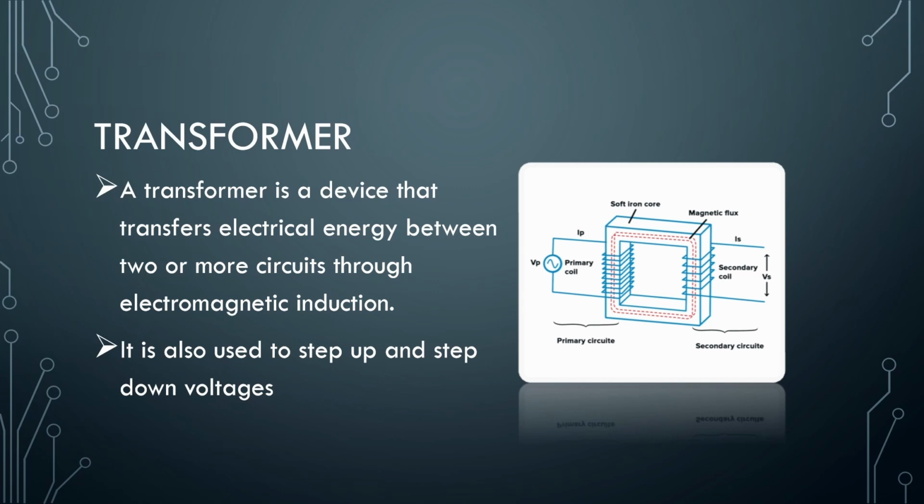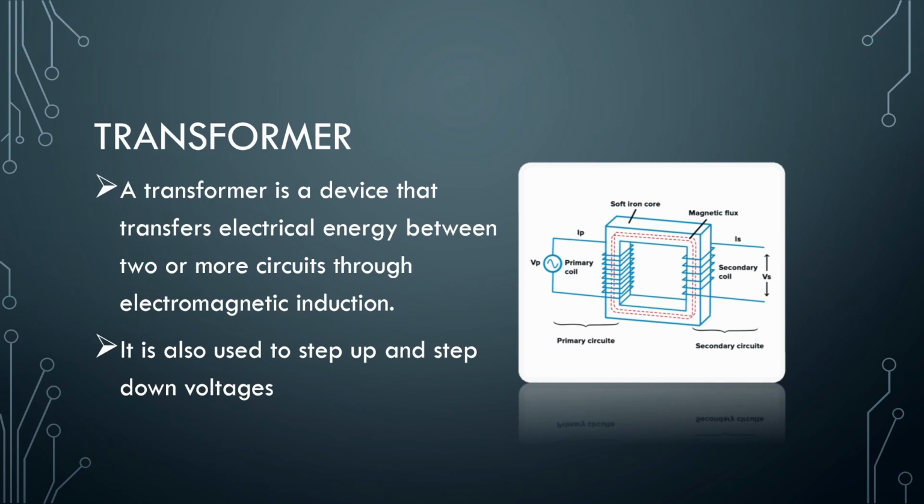Electromagnetic induction. When alternating current flows through the primary coil, it creates a magnetic field around the coil. This magnetic field induces a voltage in the secondary coil. Voltage transformation. A step up transformer increases voltage from primary to secondary, with more turns in the secondary coil. A step down transformer decreases voltage from primary to secondary, with more turns in the primary coil.